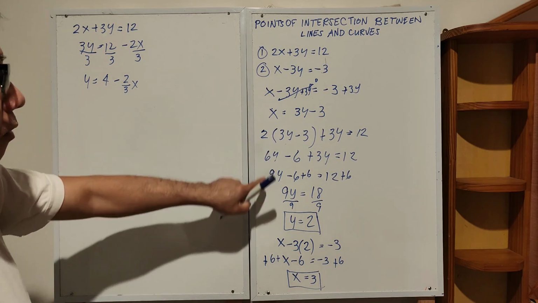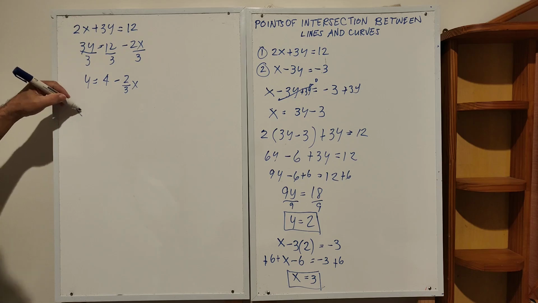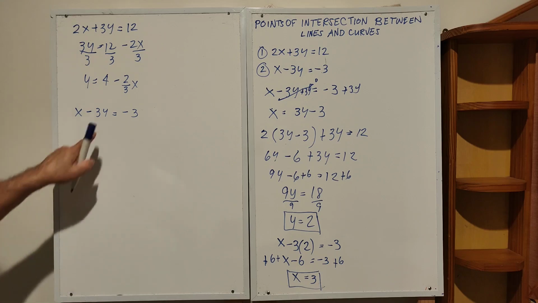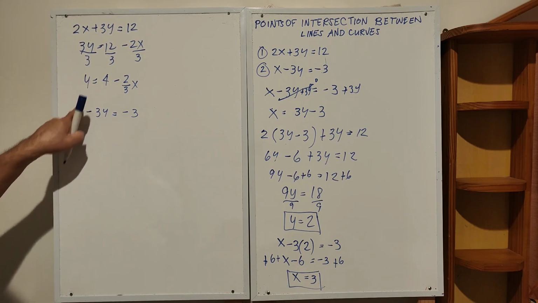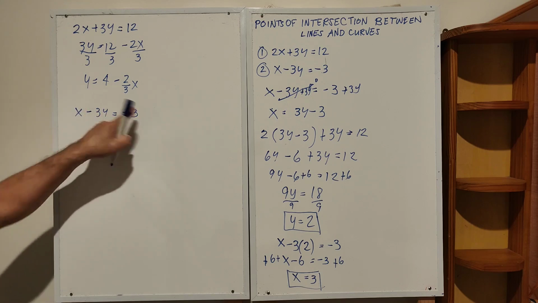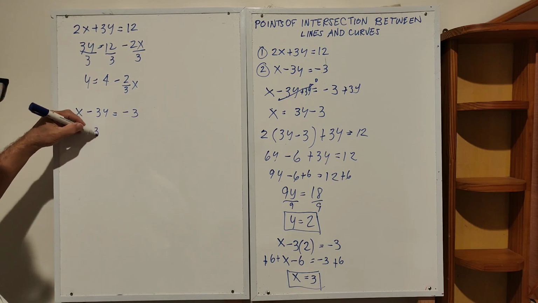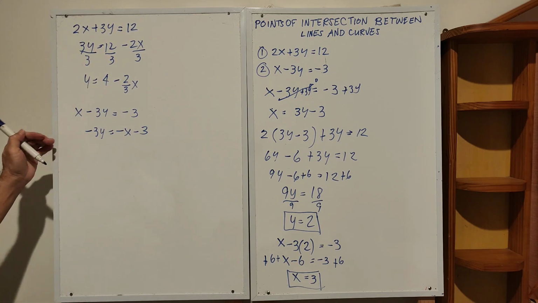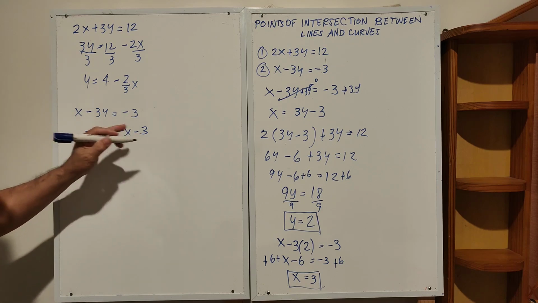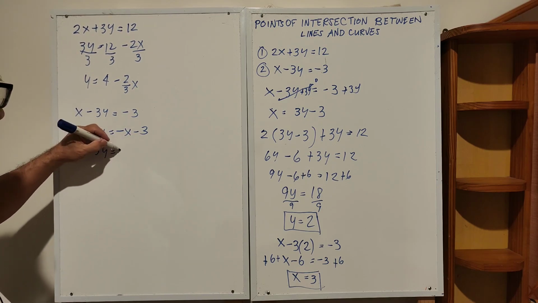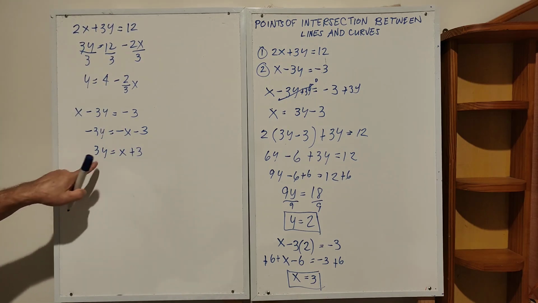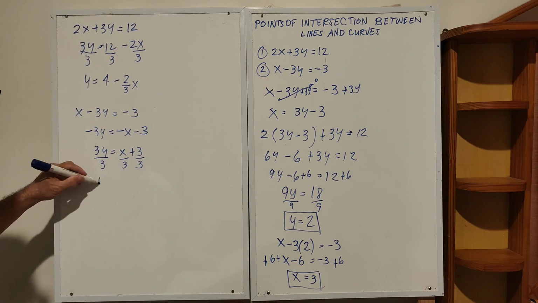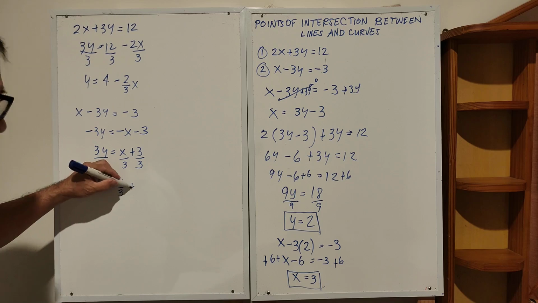And then we'll do it in the other one. x minus 3y is equal to negative 3. To solve for y, I'll just transpose as a shortcut, like subtracting x on both sides. It will become negative 3y is equal to negative x minus 3. So we multiply negative 1 on all terms. It becomes 3y is equal to x plus 3. To remove 3, we divide by 3 on all of them. y is equal to x over 3 plus 1.